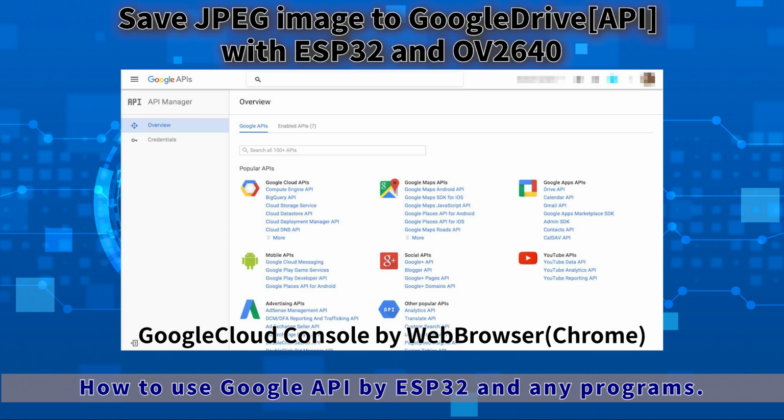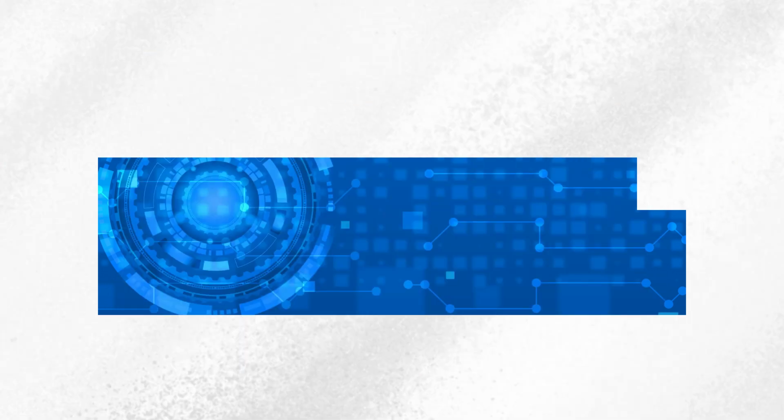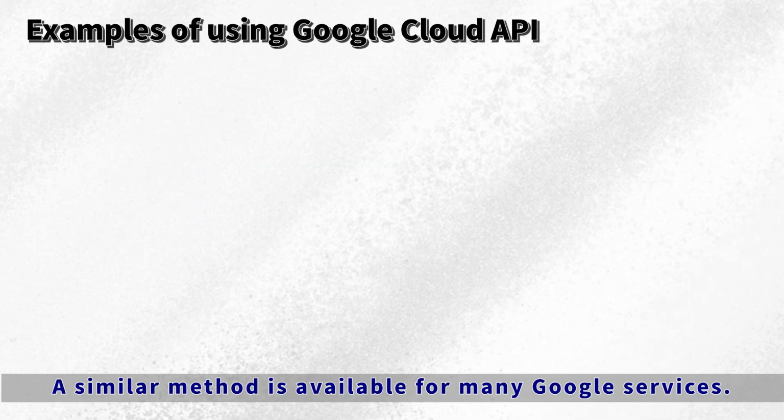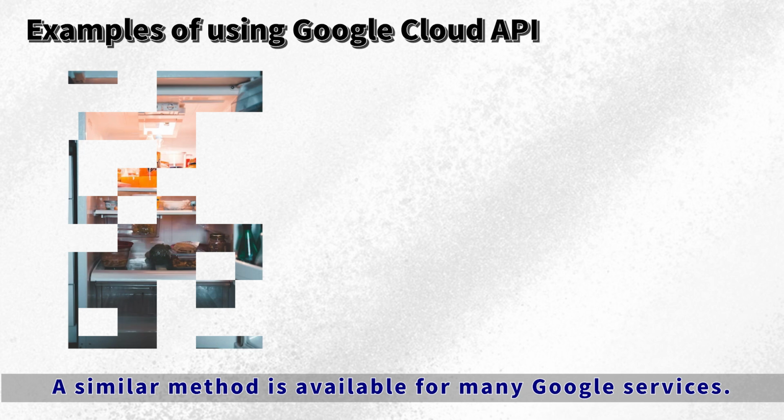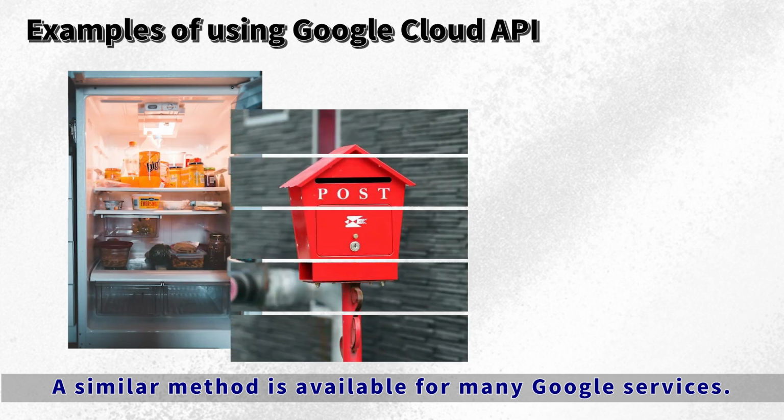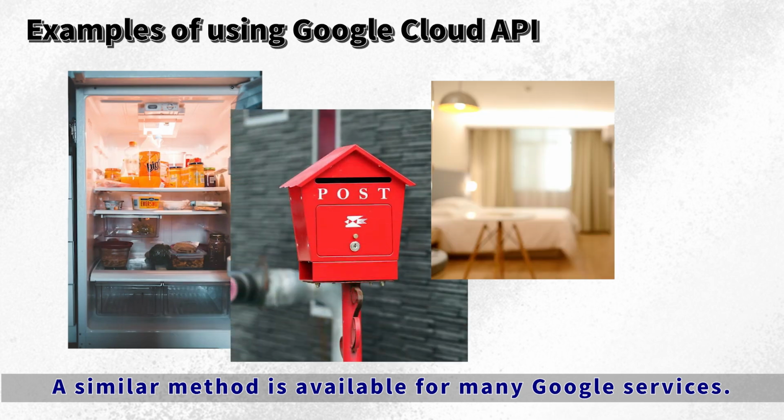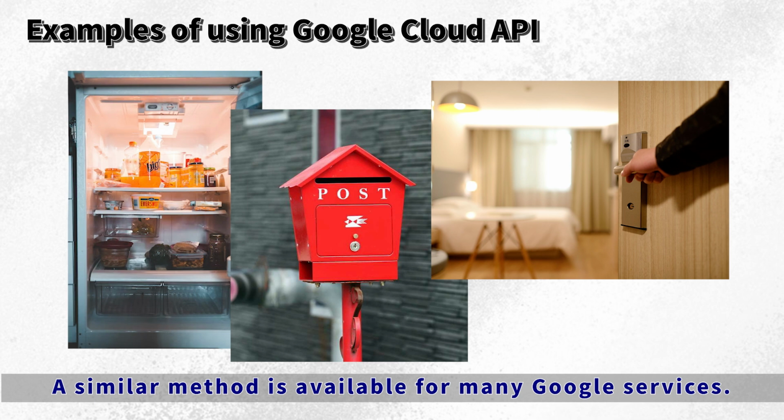And you can do a lot with this basic content. For example, checking the contents of the refrigerator with a smartphone, sending an email when mail arrives, taking an image and sending an email when someone enters the room, etc. We would like to implement these practical application examples in the future.